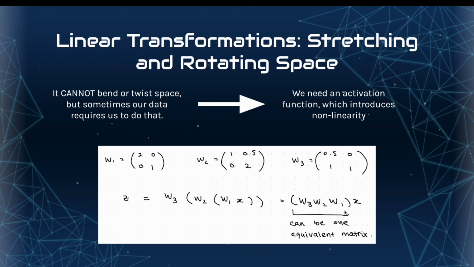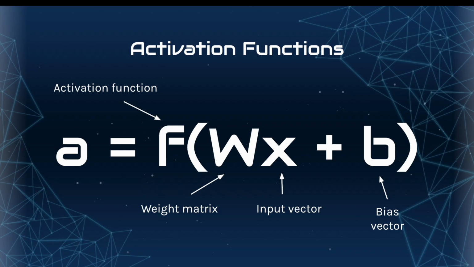So no matter how many linear transformations we chain together, it's still equivalent to performing one linear transformation, which means that using just linear transformations cannot bend or twist our data, and we can't learn complex patterns from that. This is why we need something called an activation function, which introduces nonlinearity. An activation function is just a function where you put in your output vector from the matrix transformation to get a new output. In this case, we called it A.